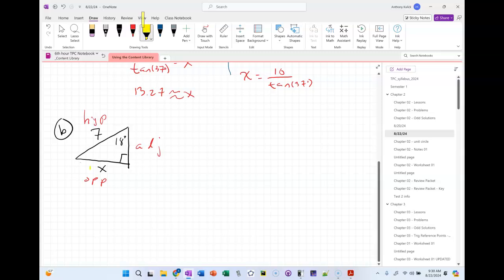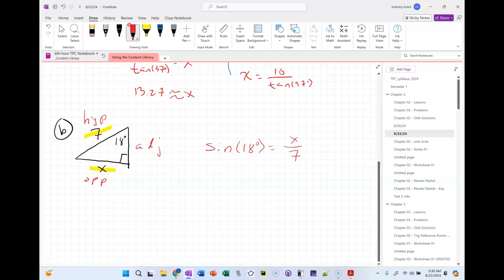Now the two sides we know about are opposite and hypotenuse. So the trig function we'll choose is sine. So what do we write? Sine of 18 degrees, good, equals x over 7.